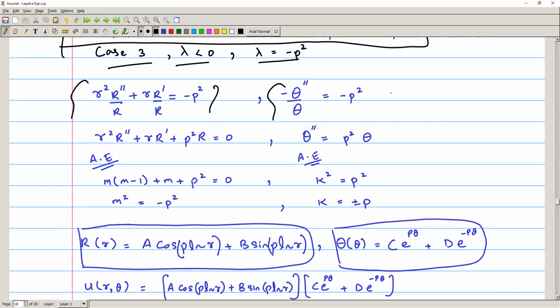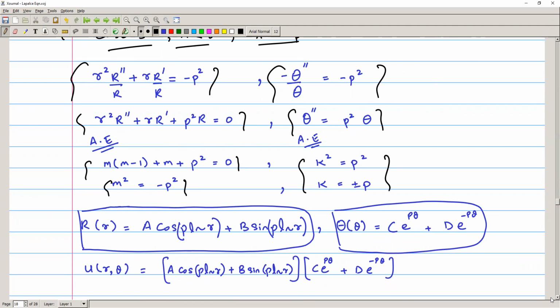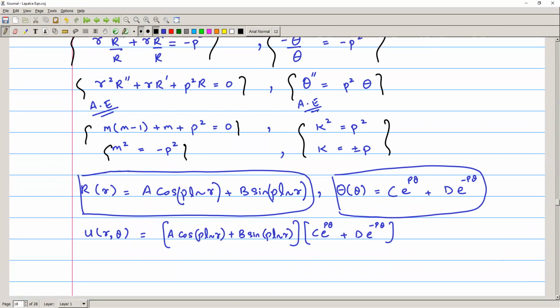Here is the formulation, and we have the Cauchy-Euler equation again, and another simple homogeneous ordinary differential equation. Again, we have the auxiliary equation for the Cauchy-Euler equation, and here we have the auxiliary equation for this equation in theta. All right, so here we can see that m squared is equal to negative p squared, which means that the roots are plus minus p iota, complex roots.